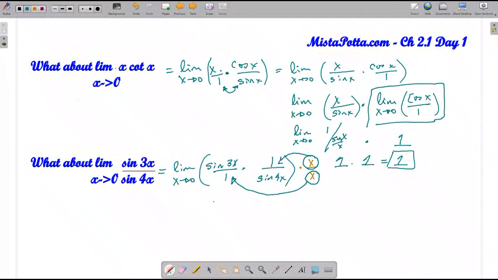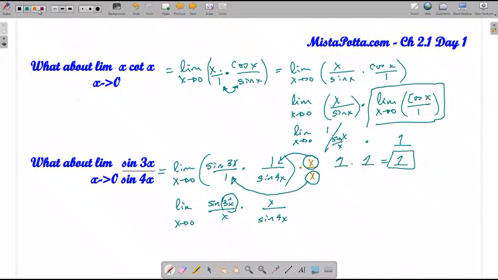So this is really the sine of 3x over x. And this is really x over the sine of 4x, the limit as x approaches 0. Now, this would be wonderful if my angle matched my denominator. Sadly, it doesn't.